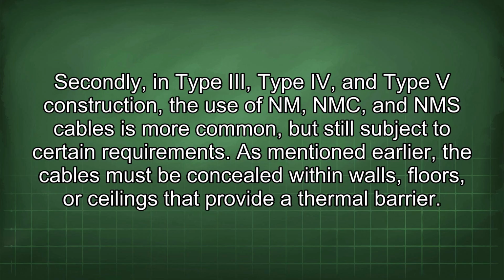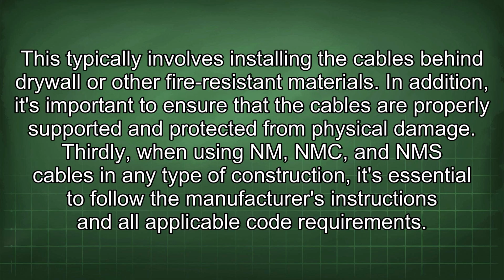Secondly, in Type III, Type IV, and Type V construction, the use of NM, NMC, and NMS cables is more common, but still subject to certain requirements. As mentioned earlier, the cables must be concealed within walls, floors, or ceilings that provide a thermal barrier. This typically involves installing the cables behind drywall or other fire-resistant materials. In addition, it's important to ensure that the cables are properly supported and protected from physical damage.